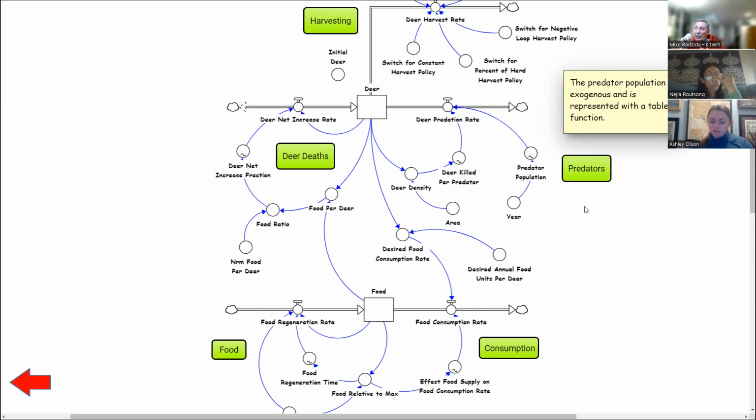Okay, so, but let's circle back. Speaking of stocks, notice that the predators are modeled as a table function rather than a stock, because if you're thinking about it, shouldn't it be a stock? What do you think? Should we make it a stock? Could we make it a stock?